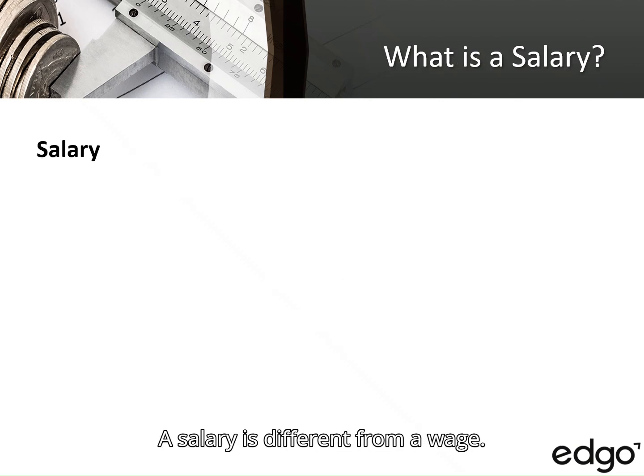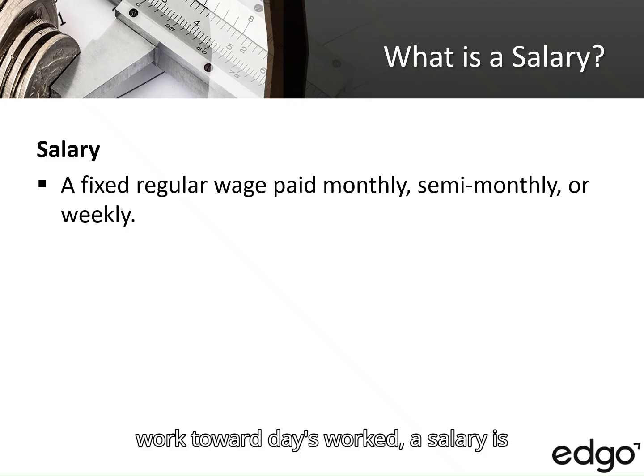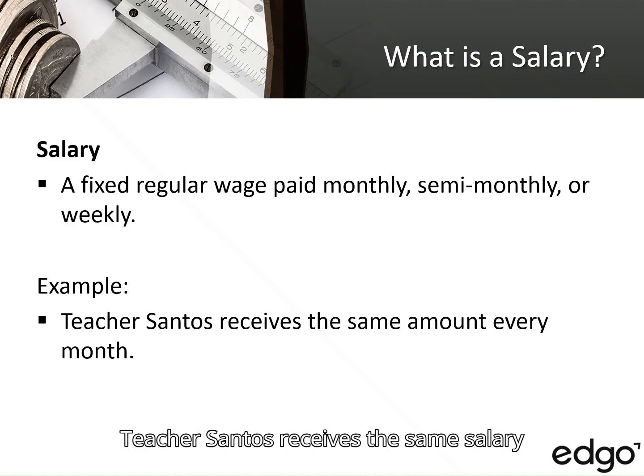A salary is different from a wage. While wages often vary according to hours worked or days worked, a salary is a fixed regular payment received by an employee. Many professionals, office workers, managers, and government employees receive salaries. For example, Teacher Santos receives the same salary every month regardless of the exact number of school days in that month. Because salaries are fixed, they provide employees with predictable income. Understanding the distinction between wages and salaries is important because each uses different methods of computation.